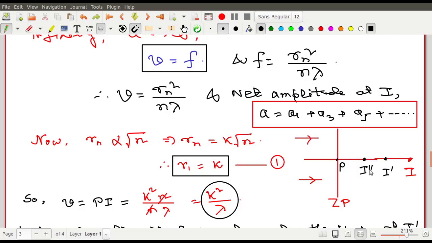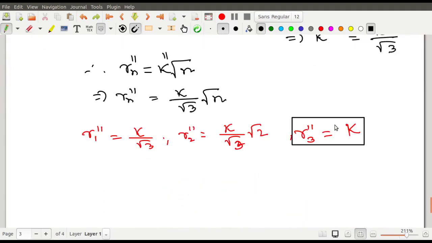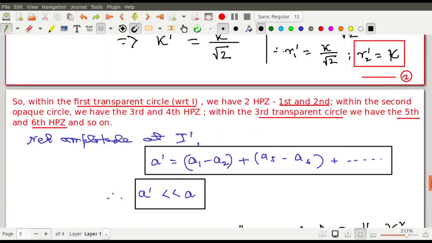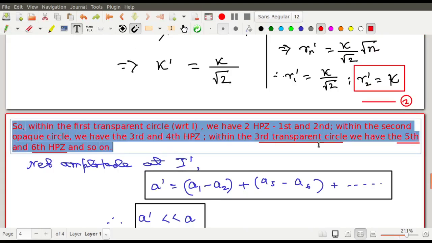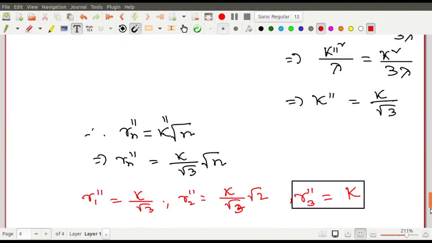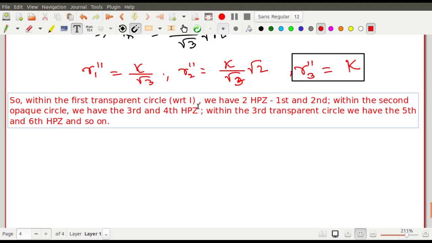When I have shifted the point to I double dash such that I double dash value comes out to be k square by 3 lambda, now look, within the first zone we have 3 half period zones, right? So let me just copy this statement and I will just make requisite changes. I need to make some good amount of changes. So within the first transparent circle we have 3 half period zones. That is the first, comma, second and third.